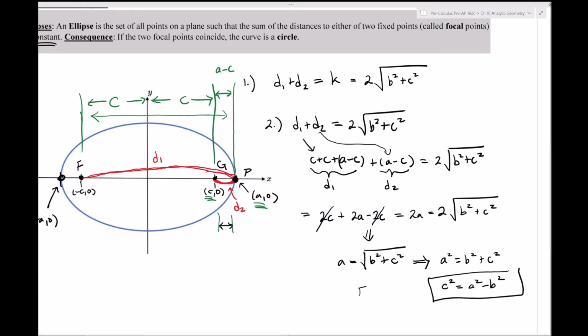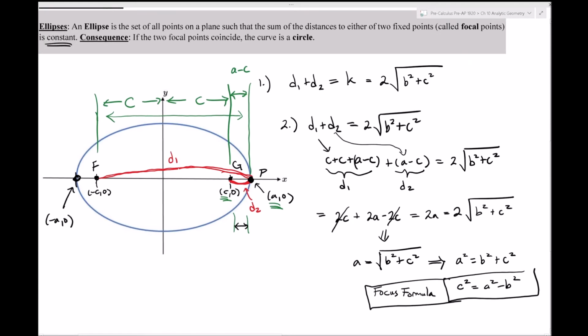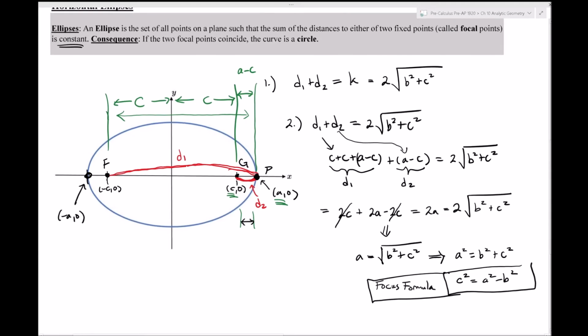So this is our focus, or foci, formula. That's a very, very important formula. That's one you need for your notes, especially when you're solving these practice problems. Okay, so that's very, very important information.